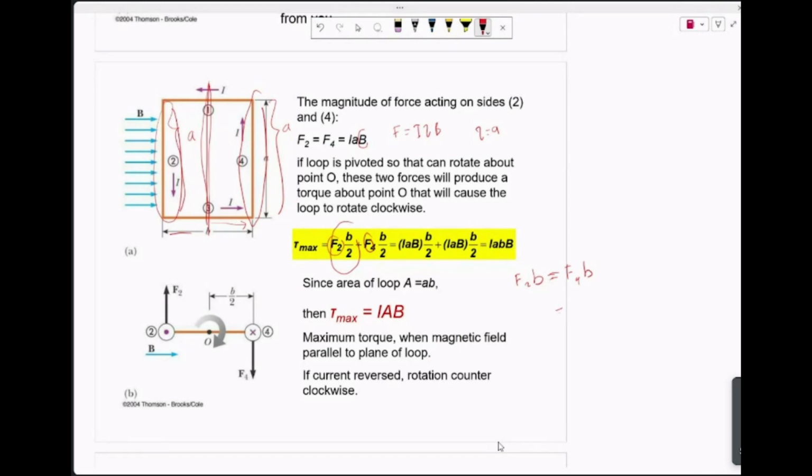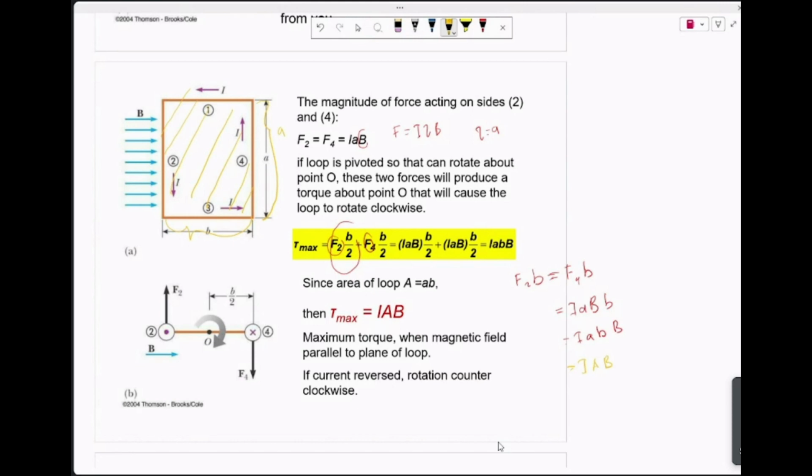And then what is F4 just now? We have I, A, magnetic field, then we have B here. Then we have this I, A, B. So if you notice here, A times B, so this is A, and then this is B. A times B will give you the area. So this one also can be given as I area B.